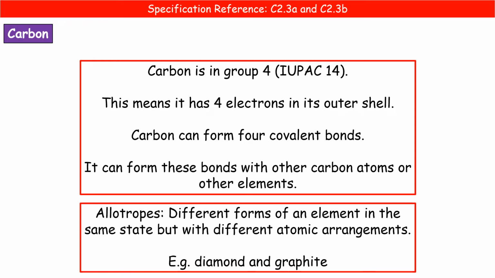We're going to be looking at what we refer to as allotropes of carbon. Now, an allotrope, quite simply, are different forms of the same element in the same state, but with different atomic arrangements. So what we mean by that is we're going to be having a look at carbon in the solid state, but how the carbon atoms have all joined together is going to be different to make these different chemicals that we know and love.